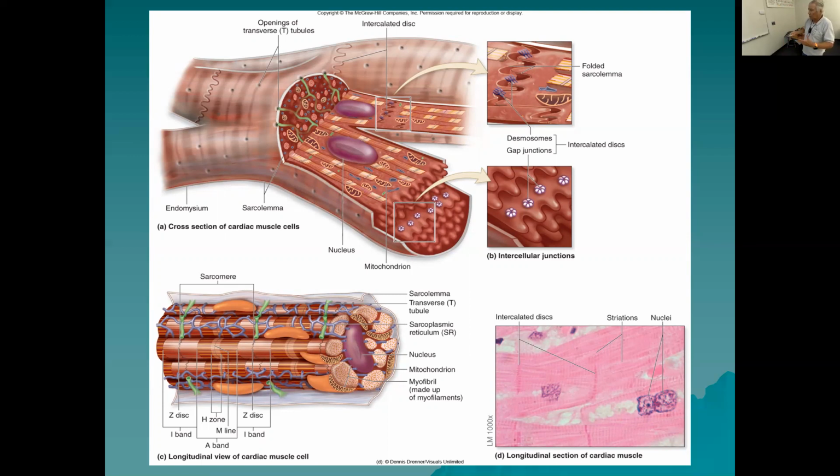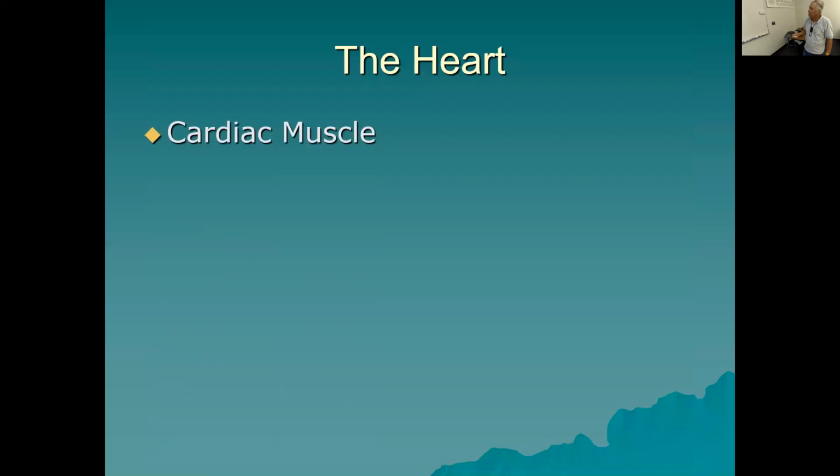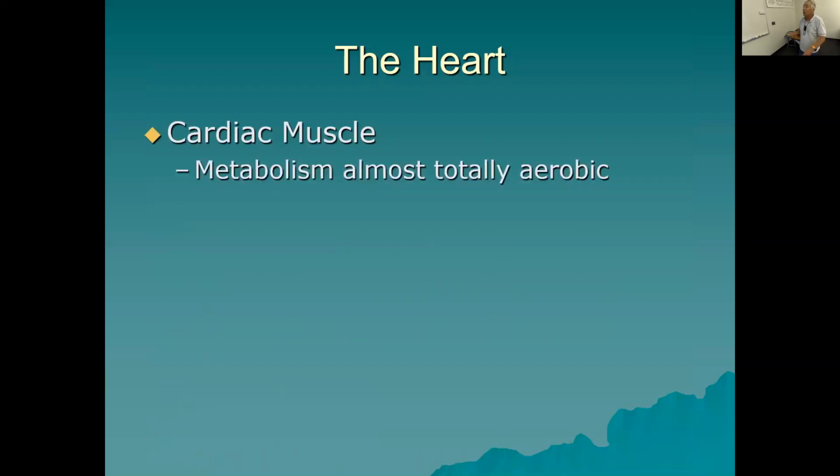And notice the sarcomeres on the lower left, same thing as in skeletal muscle: Z disc, I bands, H zones, A bands. All right. So as I mentioned, metabolism is almost totally aerobic, very dependent upon the oxygen supply.